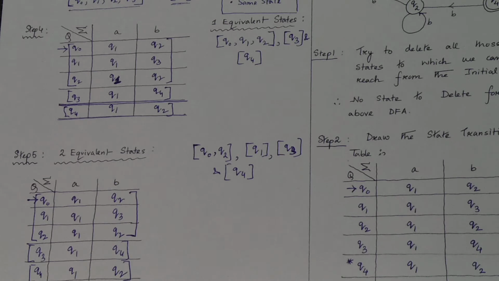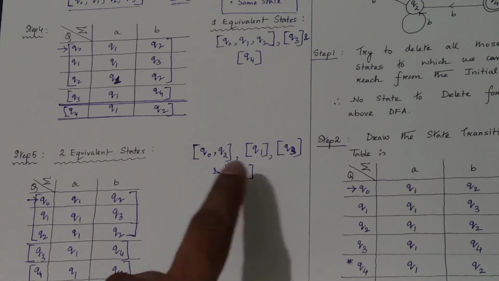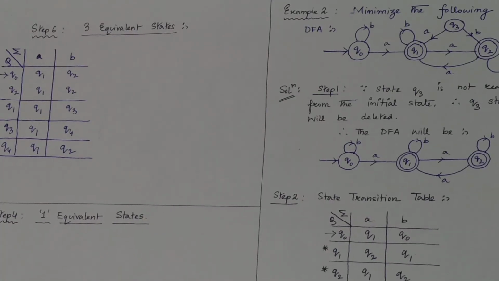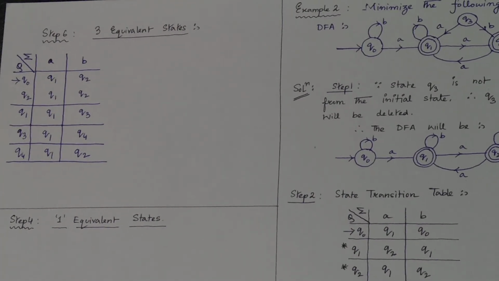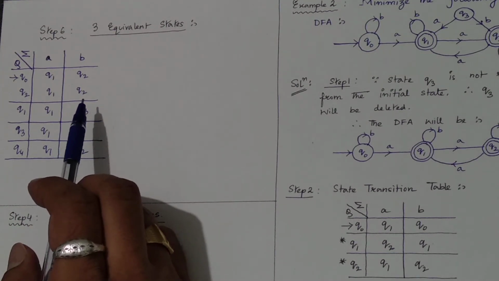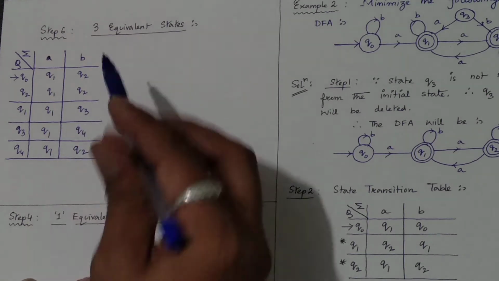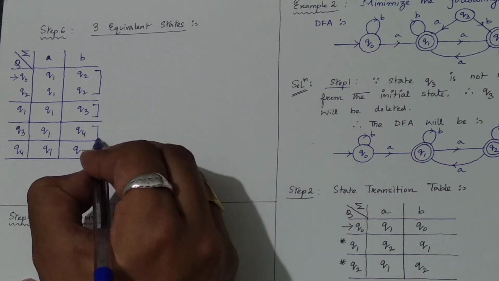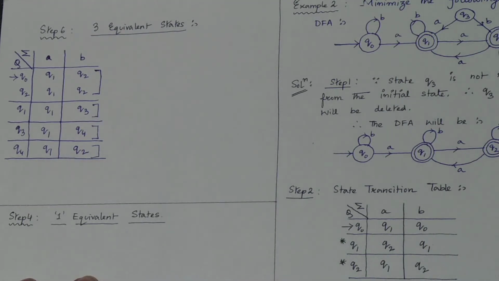Now you may be thinking: how many times do you have to do it, until you find any two equivalent states similar? Suppose in three equivalent states I find the same groups. Then I have to stop there and declare that these are the final states. Clear? So let me get to three equivalent states now. This is your three equivalent states, step number 6. I have already drawn this table, which is based on my two equivalent states. In two equivalent states, Q0 and Q2 are in the same group. Q1 is a separate group, Q3 is a separate group, and Q4 is a separate group.